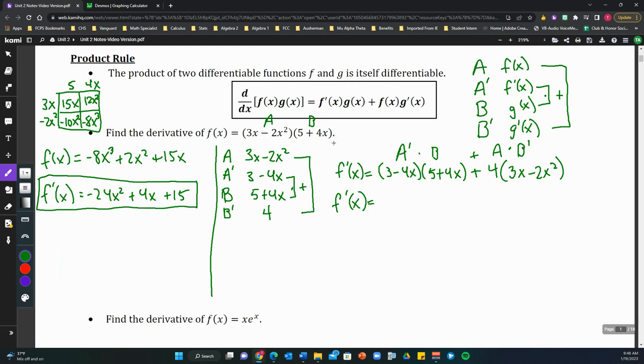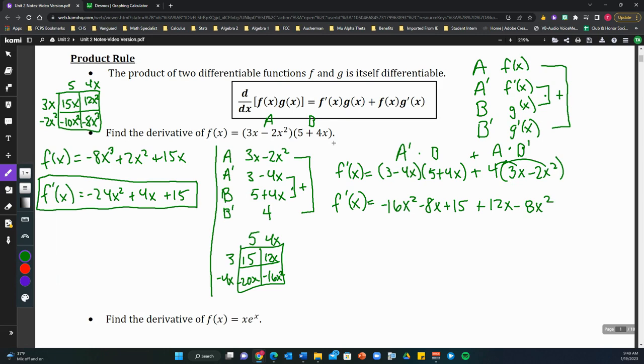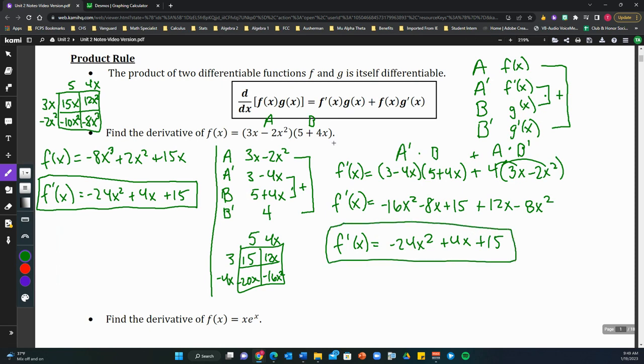So when I do that for here, again, I'm going to do a quick box rule. Again, if you can do this in your head, then by all means do it in your head. Just make sure you're getting it right. If you can't, box rule is here to help organize and get the right answer. So that's going to give me negative 16x squared minus 8x plus 15. And then distribute the 4. So that gives me 12x minus 8x squared. Combining your like terms leaves us with negative 24x squared plus 4x plus 15. And surprise, surprise, we do in fact get the exact same answer.